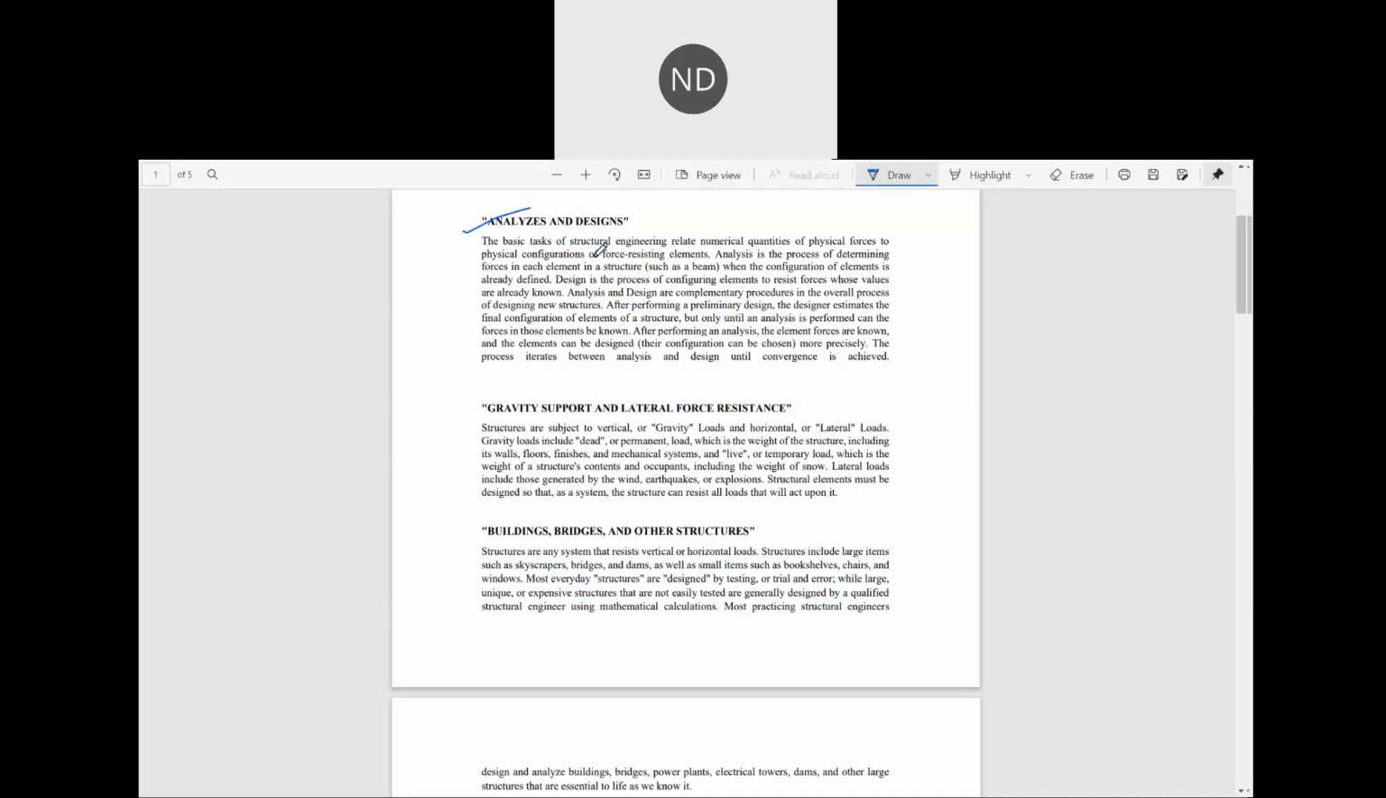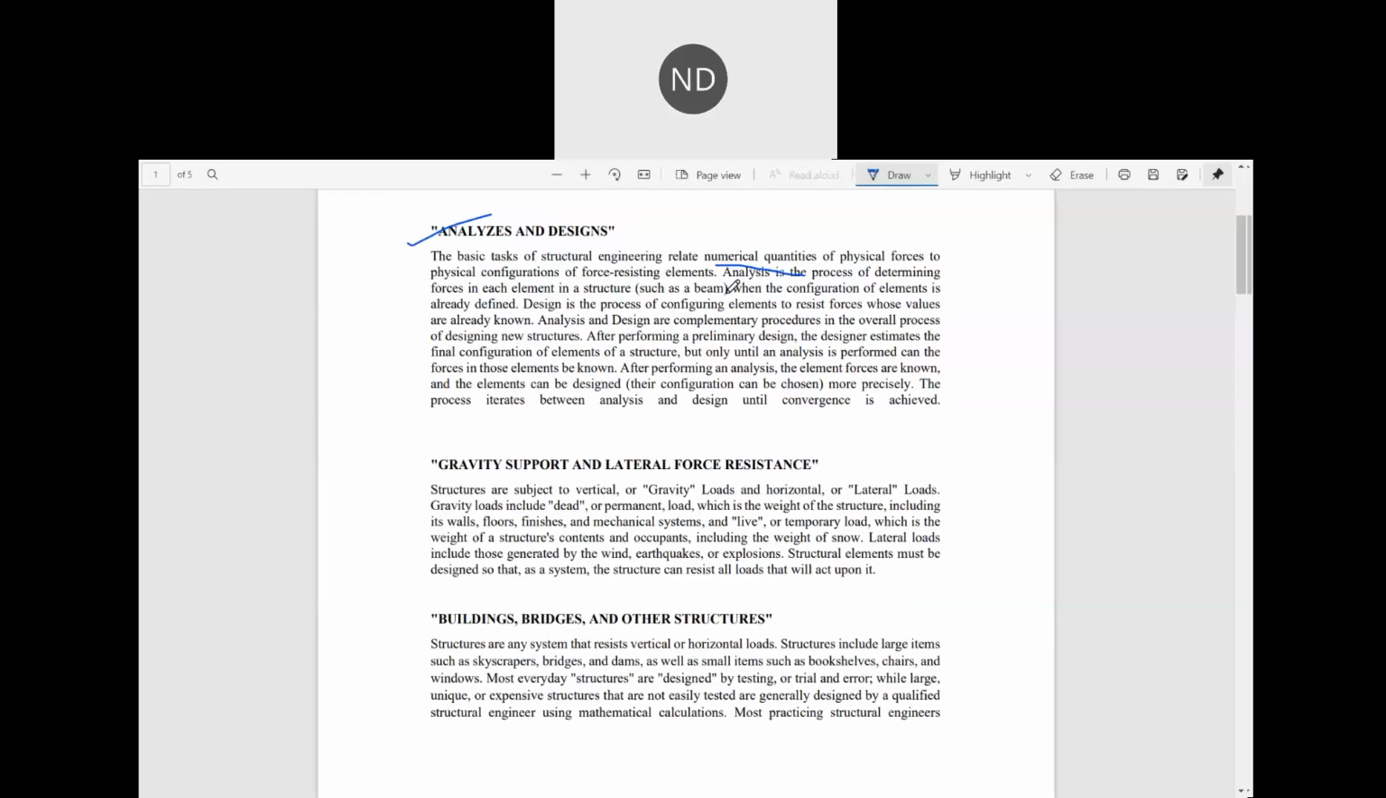What is the basic task of a civil engineer? It is related to numerical quantities of physical forces to physical configurations of force-resisting elements. Basically, when you're designing civil engineering structures like beams and columns, you will be dealing with forces, moments, and resistances. Analysis is the process of determining the forces in each element in the structure. I have talked about beams and all that.